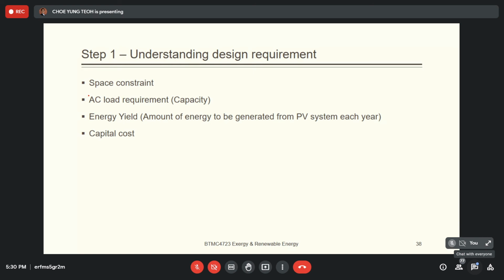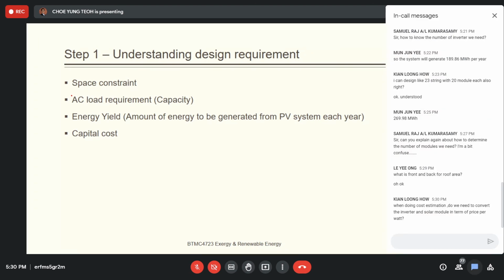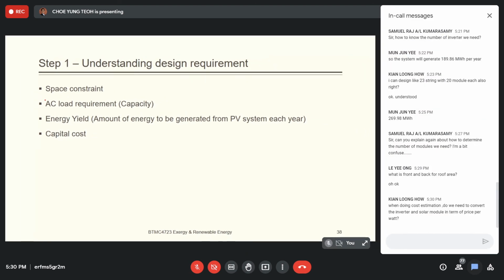Okay, when doing cost estimate, do we need to convert the inverter and solar module in terms of price per watt? This one I think is up to you. Whether you want to put the price in terms of price per watt, or you want to have the total value for the system, then it's up to you.